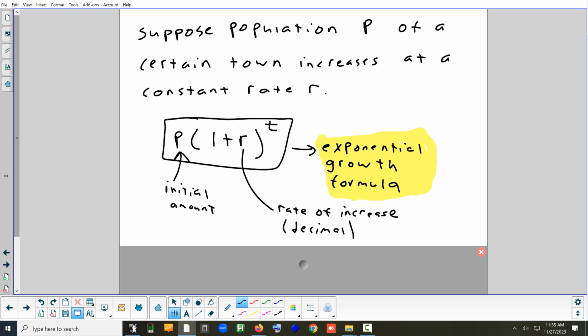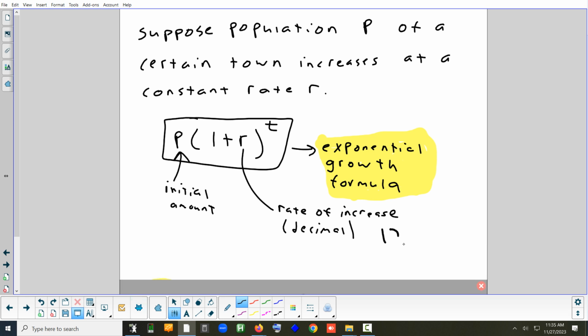So when they give us a rate, it's usually going to be a percentage. We need to always make sure we change it to a decimal. Like, what's 12% if you make it a decimal? 0.12. Always have to use the decimal. So P is the initial amount. Could be an initial amount of people, or of money, but it's some starting value. R is your growth rate, and T is time.